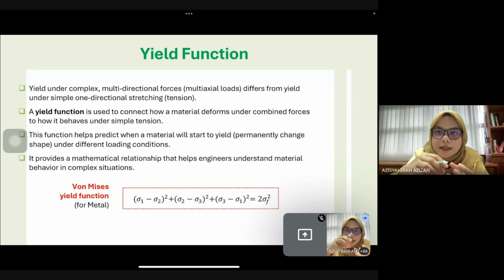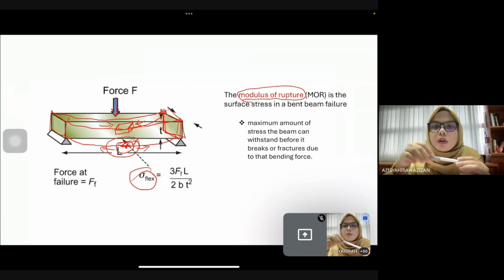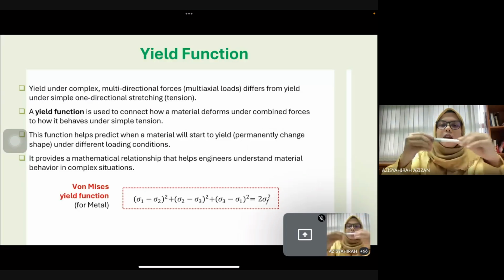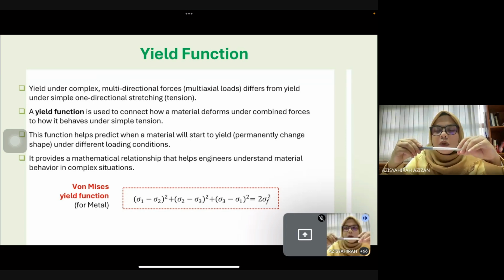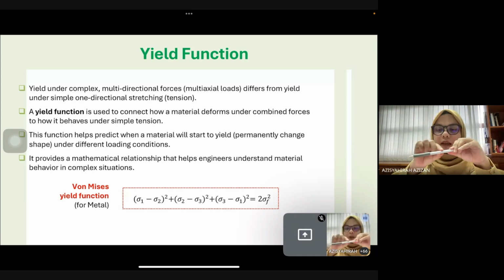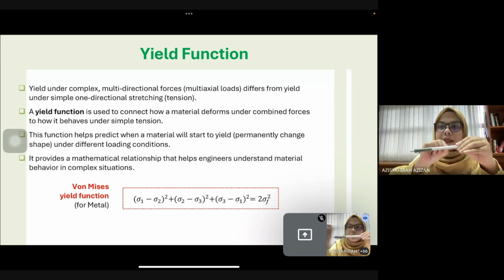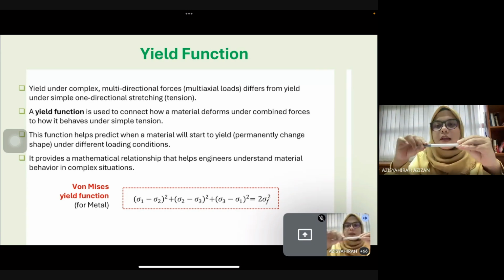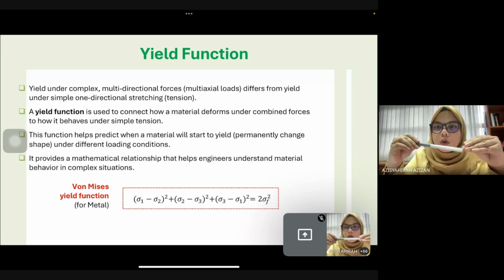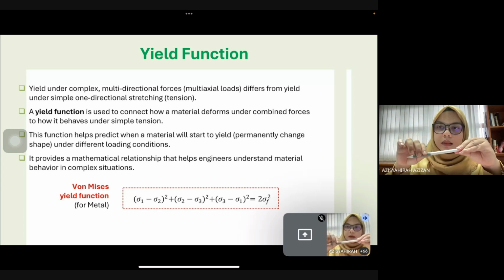So what happens? It does not break or change in shape in the same way as when it is pulled or stretched in one direction. If we stretch the material in one direction, we can see how it behaves: there will be necking, and the cross section in the middle will get smaller as we pull. But when the material is experiencing multi-axial loads, the way it breaks is not the same as in tensile loading.